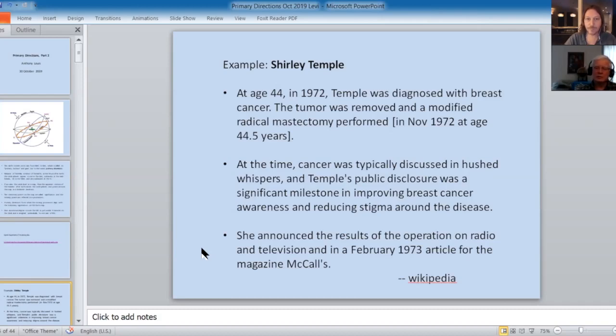So I thought it would be useful to look at her primary directions for the time she got diagnosed and was treated for breast cancer. She was 44 years old. Actually, she was 44 and a half years old when she had the surgery. And I think she got diagnosed right around her birthday when she was 44. So that should show up in primary directions in some way.